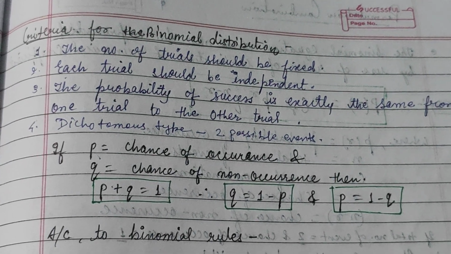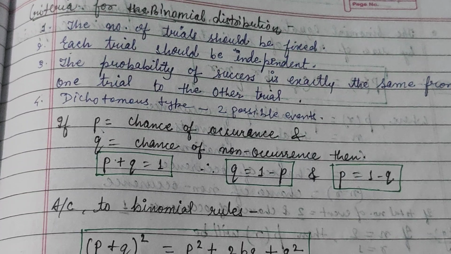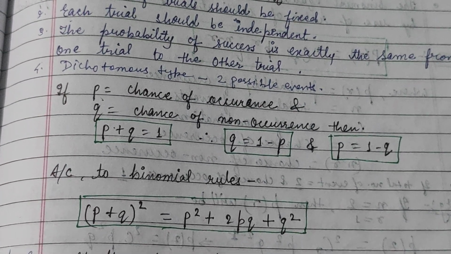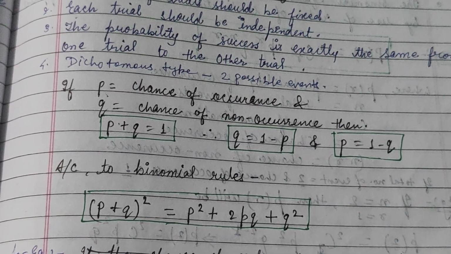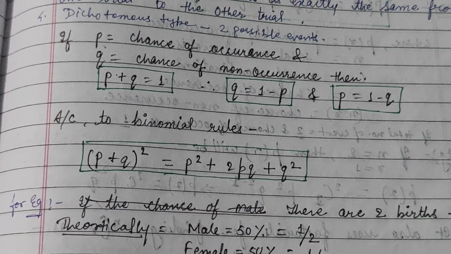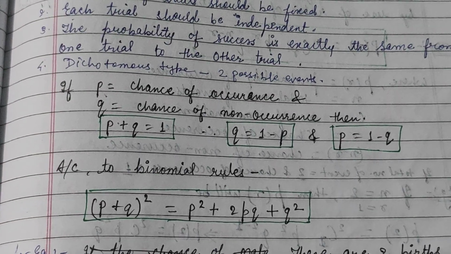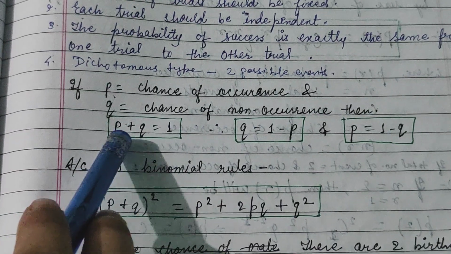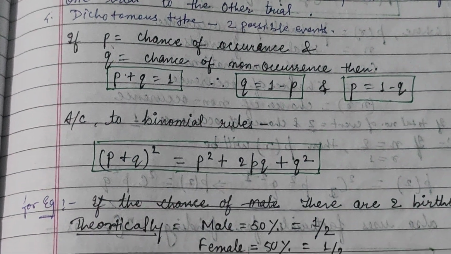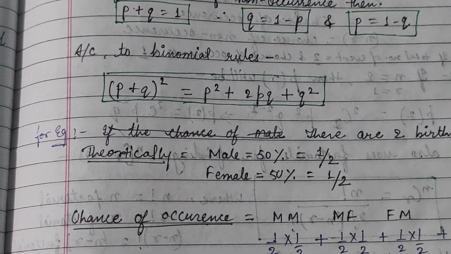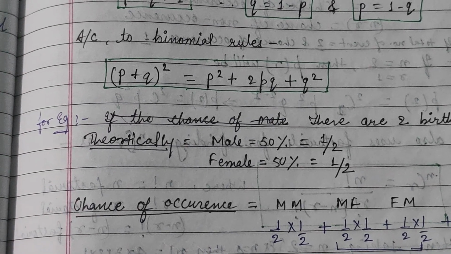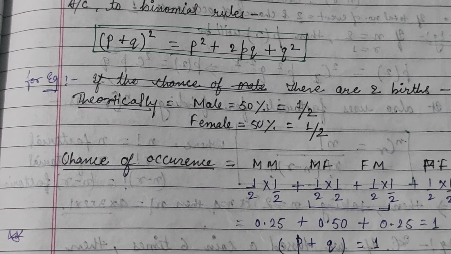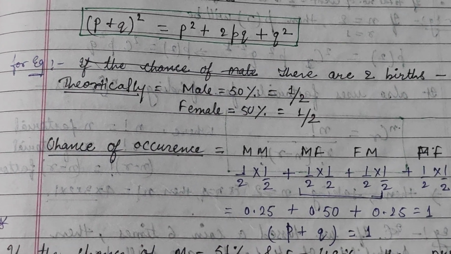Here are the criteria for the binomial distribution. The number of trials should be fixed. Each trial should be independent, and the probability of success is exactly the same from one trial to the other trial. It is dichotomous, that is, two possible events. We can express this binomial feature in terms of P plus Q. P is the chance of occurrence and Q is the chance of non-occurrence. According to binomial rules, (P plus Q) whole squared equals P squared plus 2PQ plus Q squared. Through an example we can understand better.